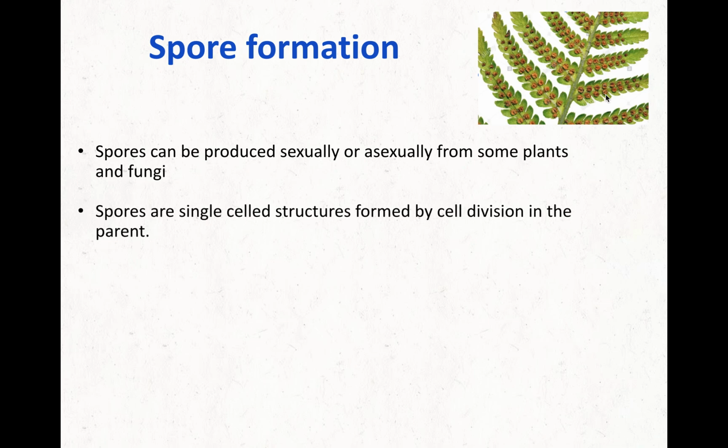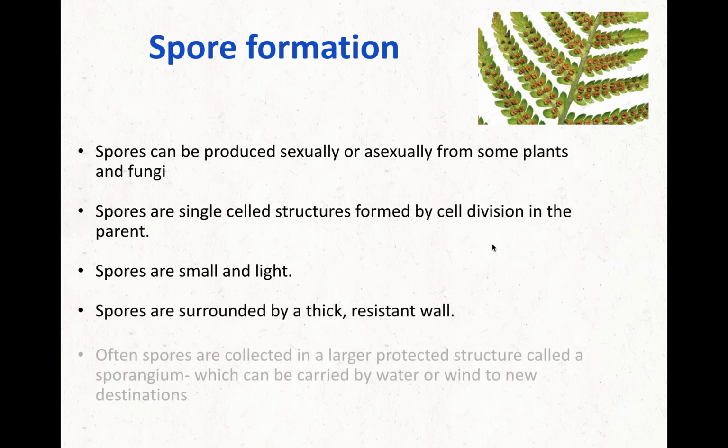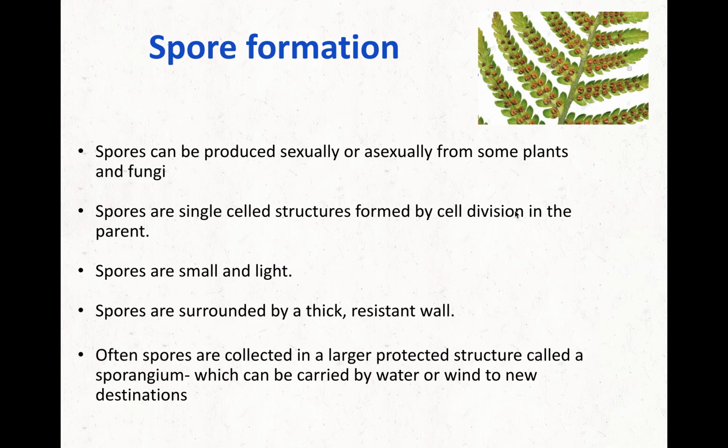And when they land somewhere, so they're very light, they'll float in the wind or on water, whatever, they land in a new place and they can grow into a new plant because they're produced by cell division in the parent, mitosis, cell division. They're identical to the original parent organism. All right, so thick resistant wall, so they're pretty hardy things and they're often produced in these little structures called sporangia. So check out the bottoms of the fern to see if you can see these little brown things.